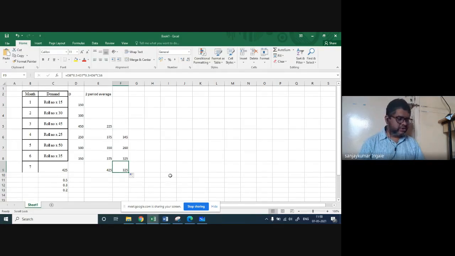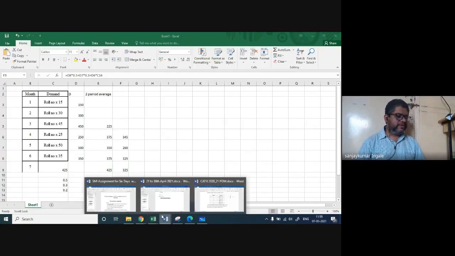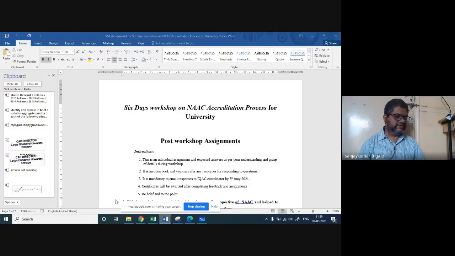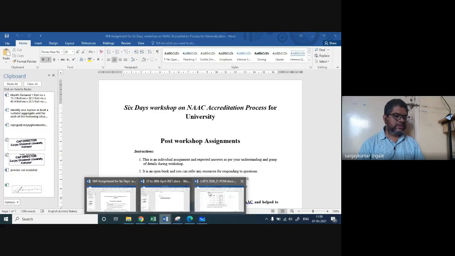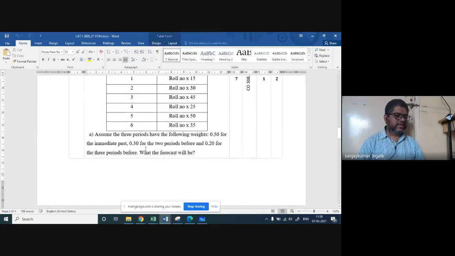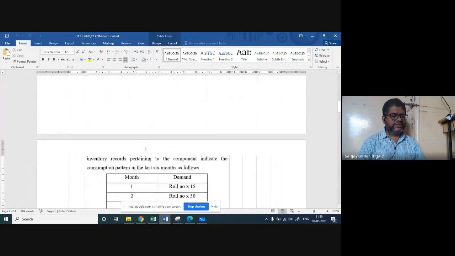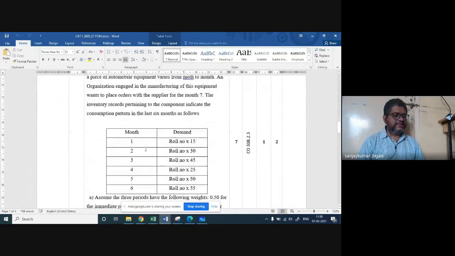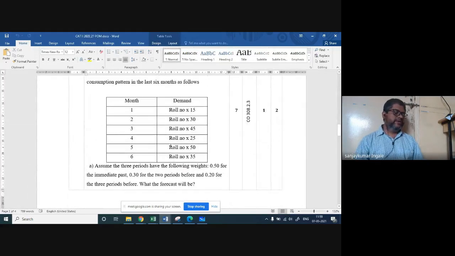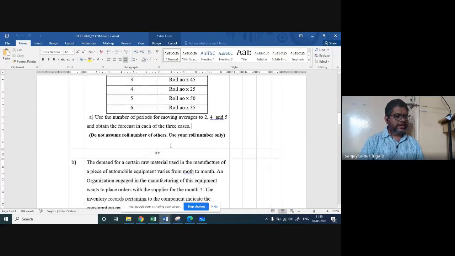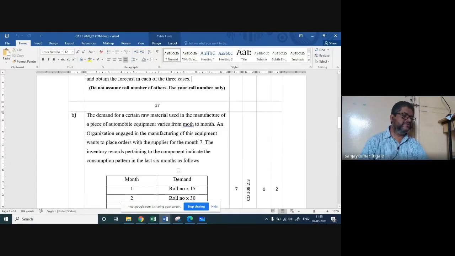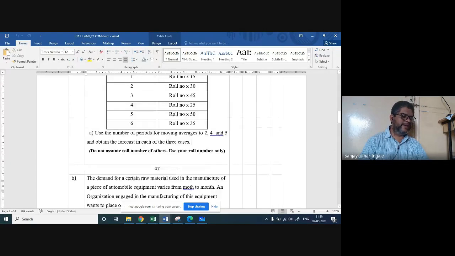So if you have any doubts, you may ask me. These were the first 2 sets of questions which were asked to all of you. And you see, the weightage was around 7 marks for the previous problem and 7 marks for this problem. So in the end semester exam also, there may be one such question, maybe based on the weighted moving average.